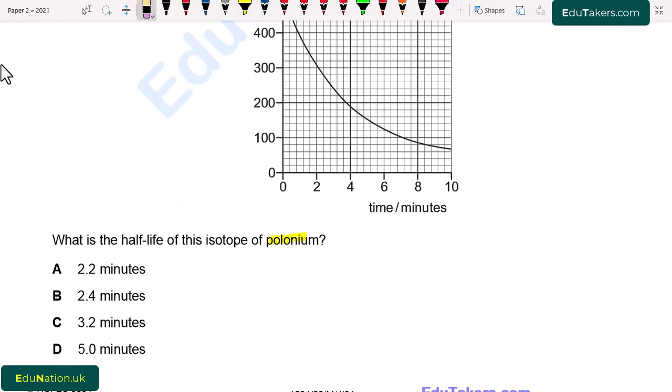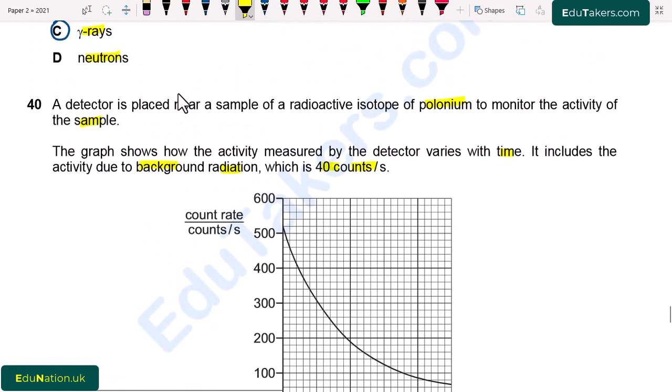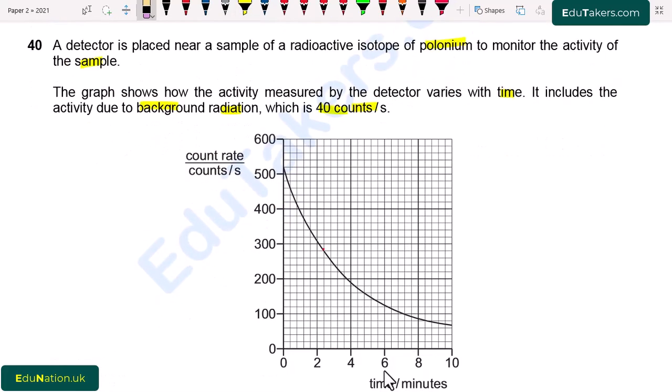A. 2.2 minutes, B. 2.4 minutes, C. 3.2 minutes, and D. 5.0 minutes. So first of all, here we have to calculate the half-life. From this figure we can see that the initial count rate is shown by this point and it is equal to 520. But it is also given that the count rate due to the background radiation is 40 counts per second. In order to find out the half-life, we subtract the background count rate.